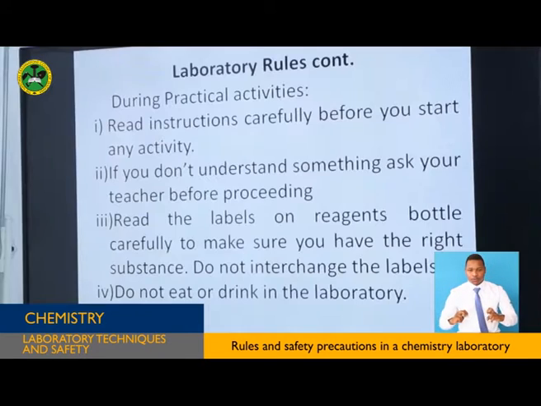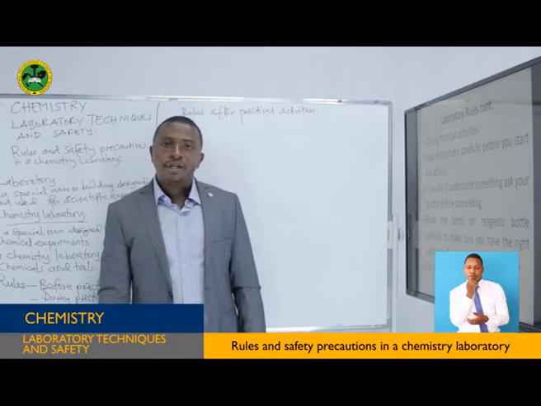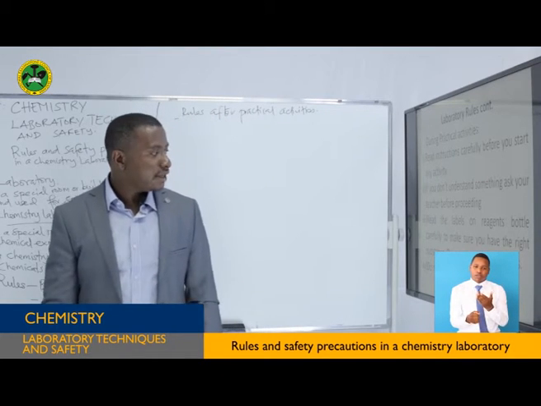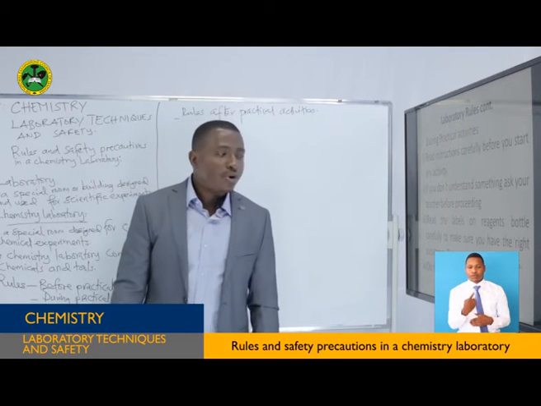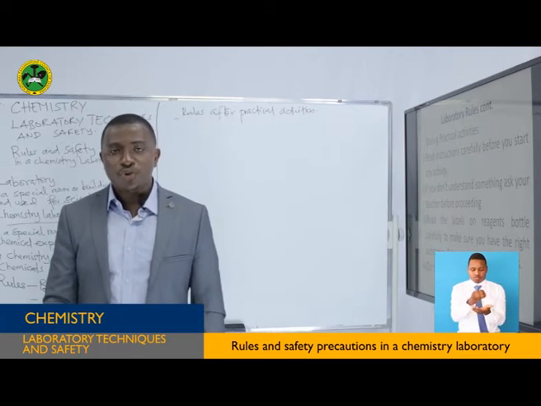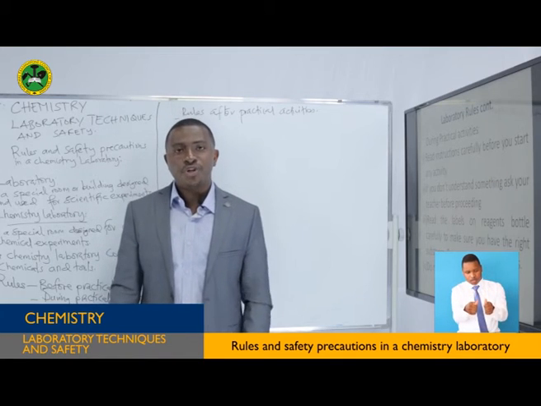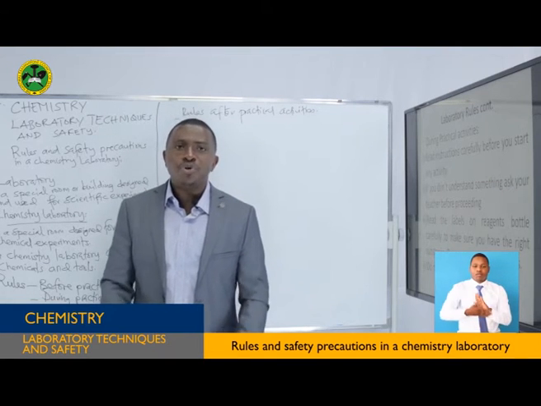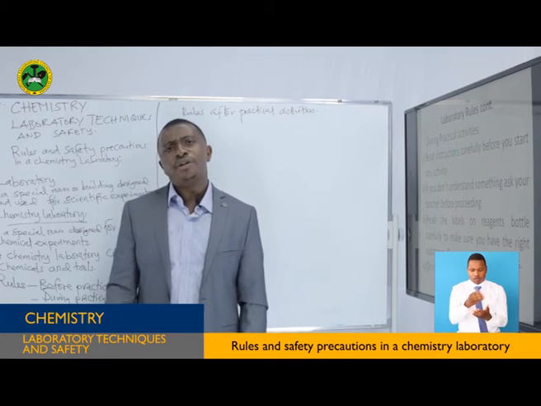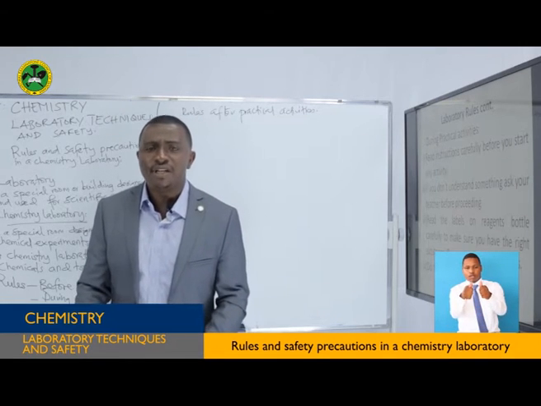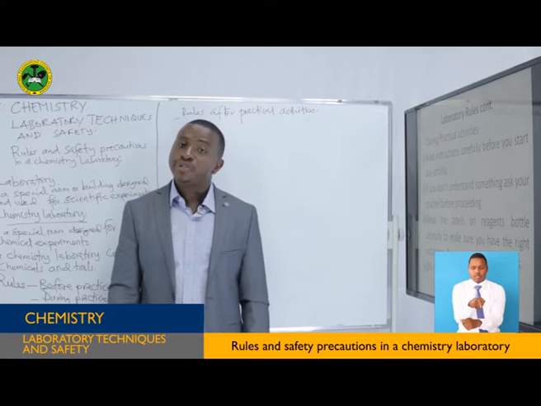Number 3, you are required to read the labels on reagent bottles carefully to make sure you have the right substance. Do not interchange the labels. Rule number 3 tells us that you should label the reagent bottles. You have now started doing your practical activities. The reagent bottles you are using should be labeled. You should not interchange the labels. This is very important, class.